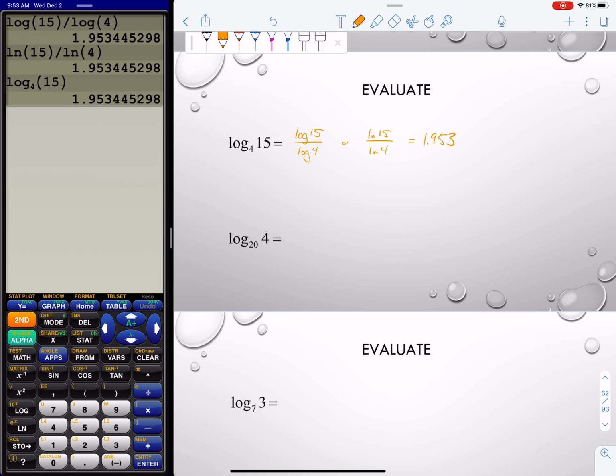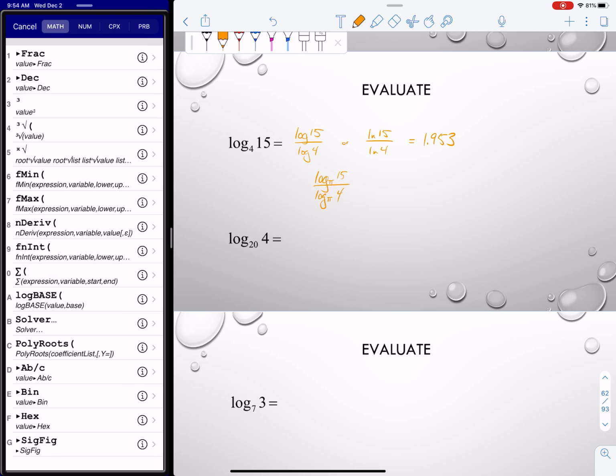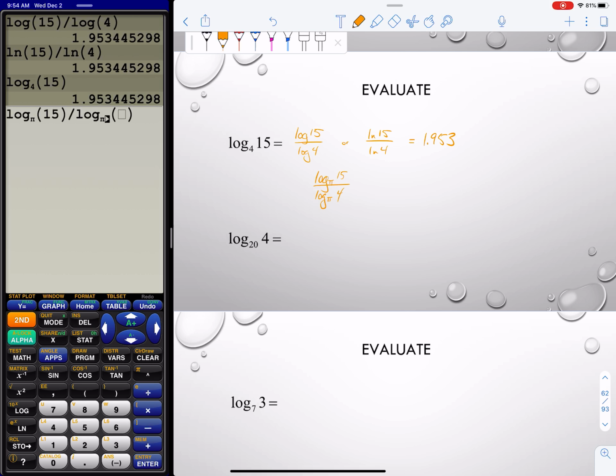If for whatever reason I wanted to rewrite it, like I said, as log base pi of 15 over log base pi of 4, I could do this. It's going to be log base pi of 15, all divided by log base pi of 4, and I get the exact same answer, okay?